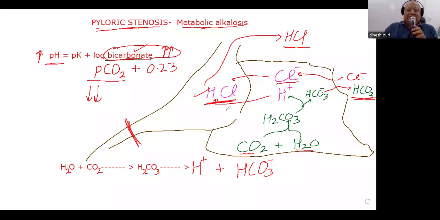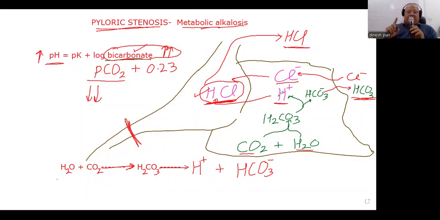Now, what happens in pyloric stenosis? In pyloric stenosis, more and more HCl is eliminated. So more should be the generation of HCl. That also means more should be the generation of H plus. So the whole sequence of these reactions is pushed towards the right. So more and more formation of H2CO3, and more will be dissociation of H2CO3 to give rise to H plus and bicarbonate. So this reaction is pushed towards the right. More H plus needs to be generated, and it is generated.